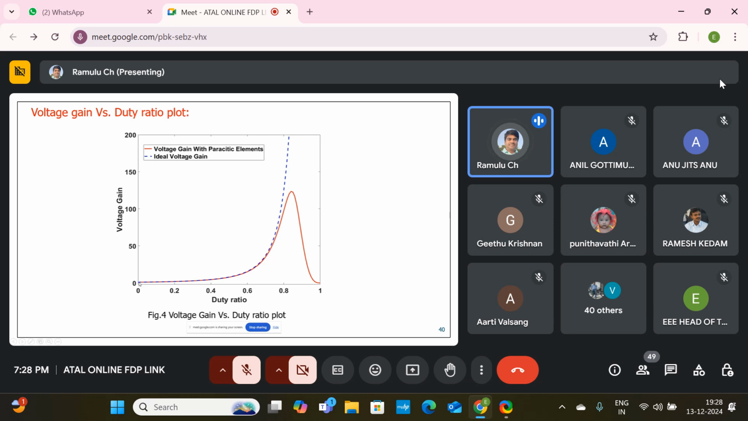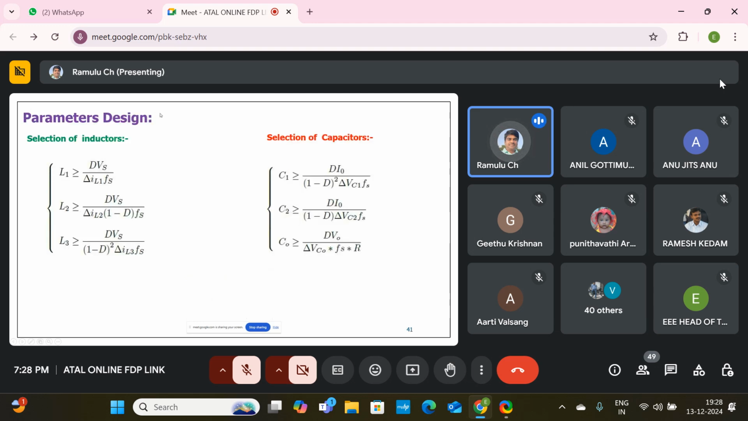When I keep increasing it, infinite gain I can get. But in the case of the parasitic model, the voltage gain of the same circuit is limited to this much only. The blue broken line is the ideal. So in the practical case of the proposed converter, the gain is limited. The gain is maximum at 0.8, somewhere around 110 to 130 is possible. After 0.8, if you increase the duty ratio, the gain comes down. So these are the parameter designs.